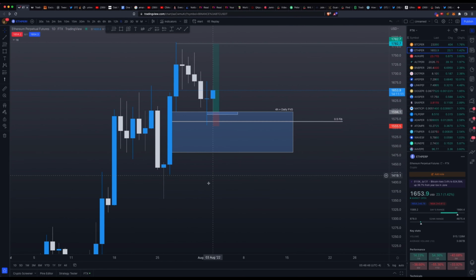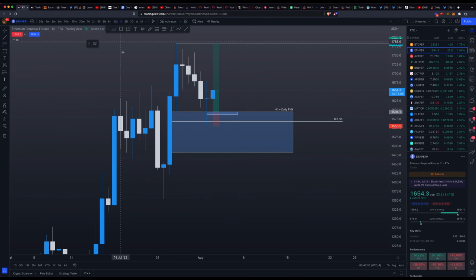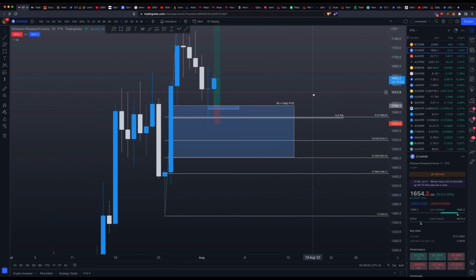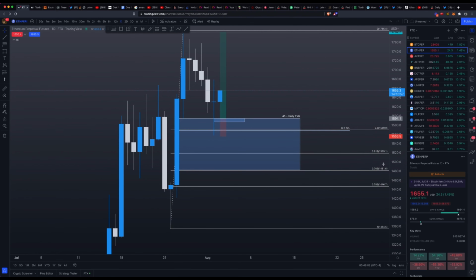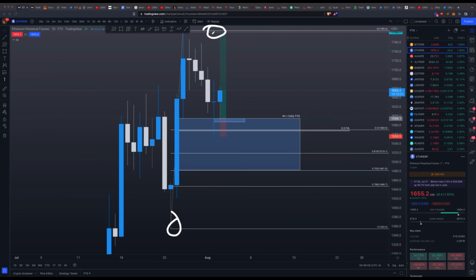And for the target of this, I'm not actually going to say that it's going to take out this swing low because it's just so far away. Of course, if there are changes in the markets, I'm definitely going to make another video to update you guys about it. But in general, keep in mind that you can retrace all the way back to $1,450, which is at the 0.786 Fib from this swing low to that swing high, and you can still maintain bullish market structure.